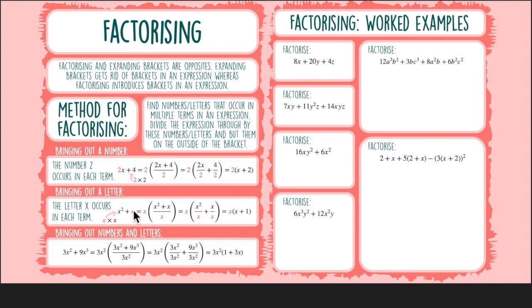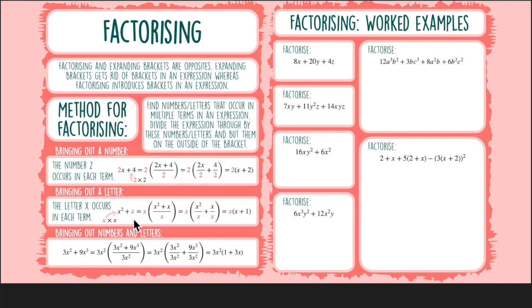Okay, let's look at another one. Let's look at this. So we have x squared plus x. Again, I'm looking for things that occur in each term. I'm looking for common factors. Well, I can see that this term has an x in it, and so does this term. Therefore, x is a common factor of both of these terms.